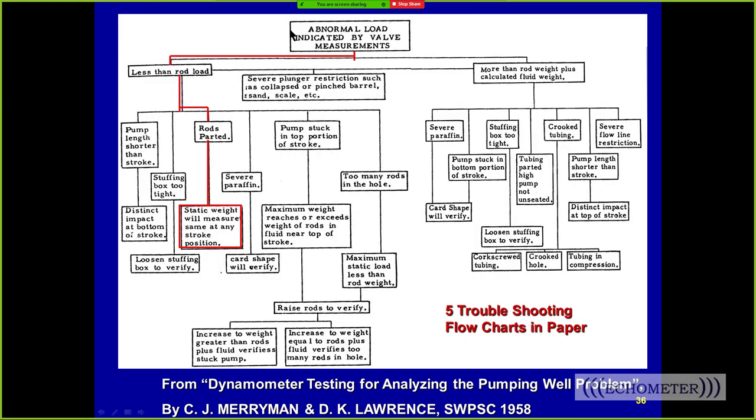And it's going to say, are the valve test loads normal? Are the valve test loads of wet rods and fluid less than the rod load or more? And so here we'd say, well, it's less than the rod load. Is it a rod part? What's the problem? And so here's the chart that you can use to troubleshoot the well. And this is a paper that has five different flow charts that use the surface measure data to troubleshoot the well. I really like this concept, and it's a good paper to read if you're interested.